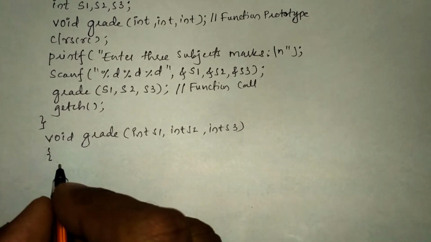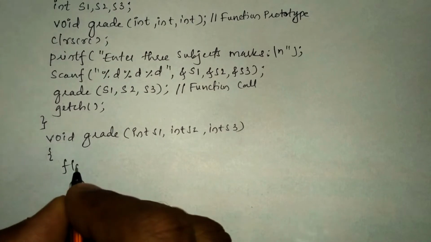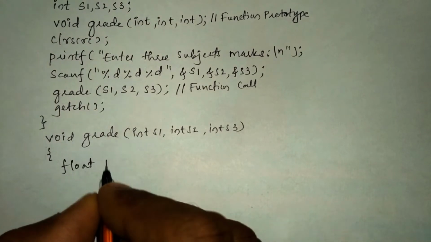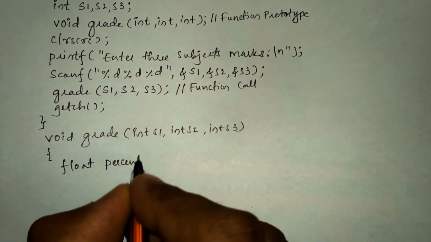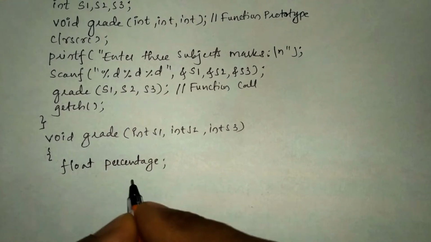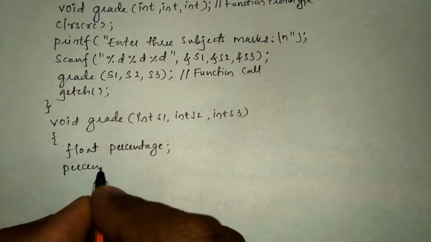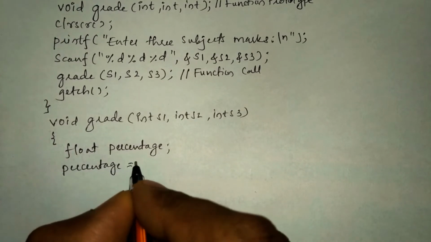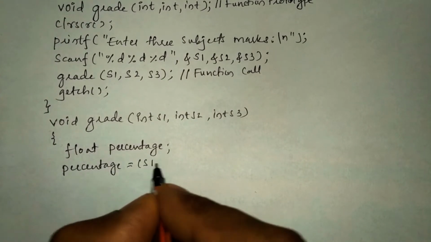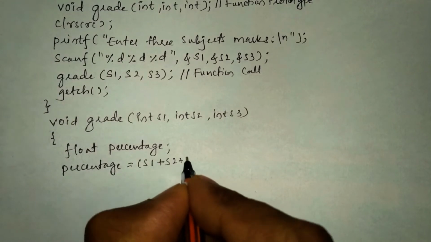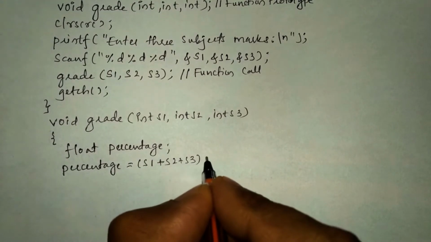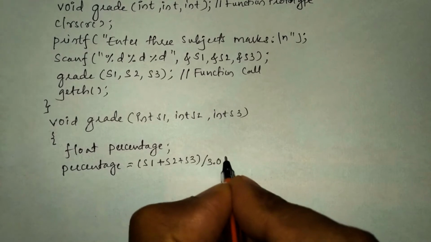Here I'm going to take a local variable of type float and here we need to calculate percentage. So I'll take one variable called percentage. Now I'm going to calculate percentage is equal to, and inside of the bracket I'm going to write s1 plus s2 plus s3, close the bracket, whole divided by 3.0.